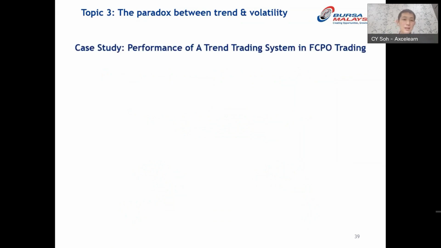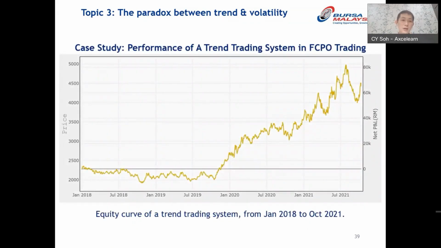Now, a quick case study here. You can see that this is the performance of a trend trading system in the FCPO market. This yellow line is what we call the equity curve, or in other words, your accumulated profit and loss from your trading according to this very mechanical trading strategy. A very simple one, which is a moving average, using an intermediate time frame, the medium-term moving average in the trend following system.